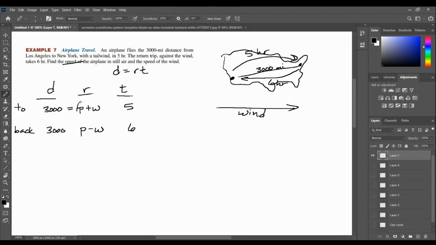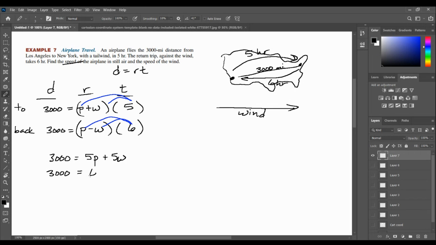Well, there's my formula. Distance equals rate times time. There we go. My table put it together for me. So I've got 3,000 equals, I'll go ahead and distribute the 5 through here and the 6 through there. So 5p plus 5w. And then we've got 3,000 equals 6p minus 6w.